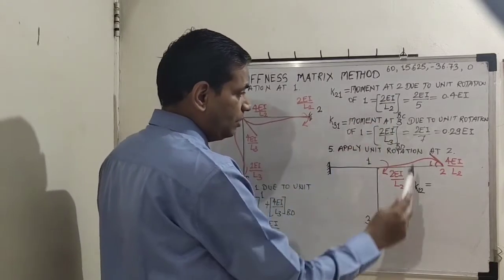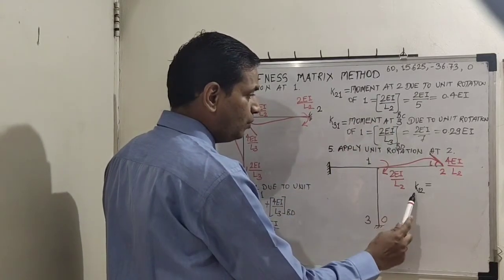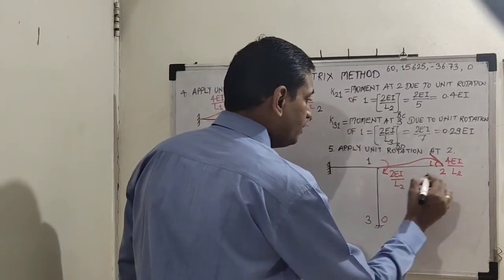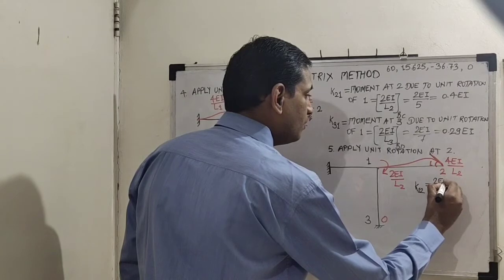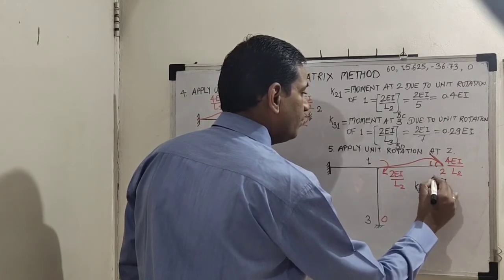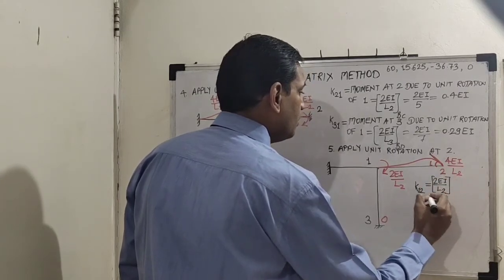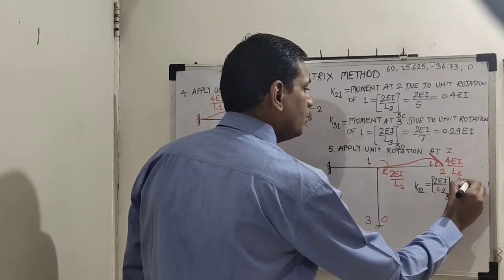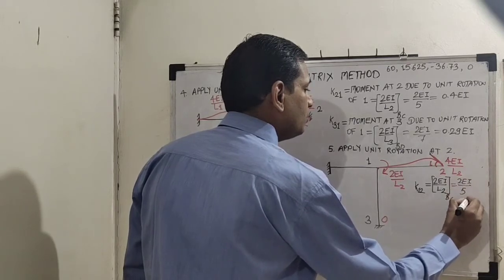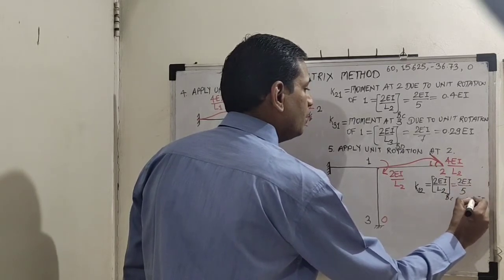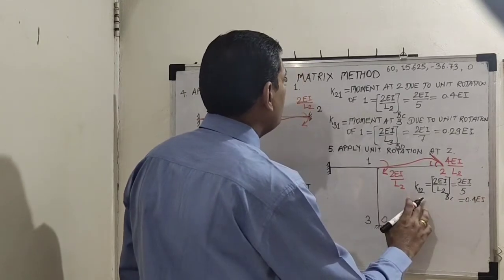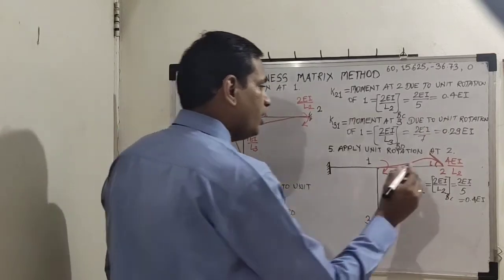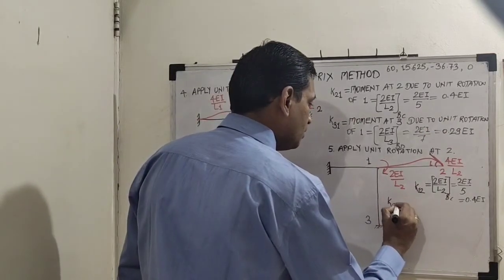Moment at 1 due to unit rotation of 2, so the value is 2EI by L2. L2 is the span BC. So how much? 2EI by 5, so 0.4EI. Is it matching with K21? Yes, it is matching.